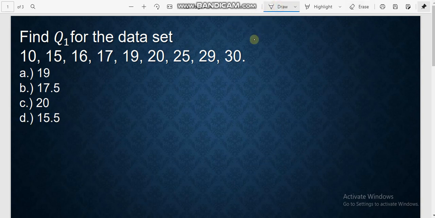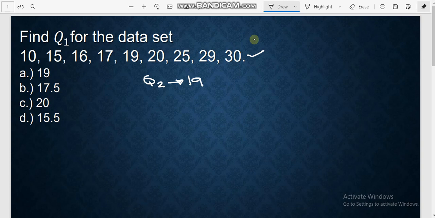To answer this one, first we need to find Q2. What is Q2? Q2 is simply the median of the given set. First, arrange the data. It's a good thing that the data is already arranged. We can now find the middle data, which is 19. So therefore, our Q2 is 19.